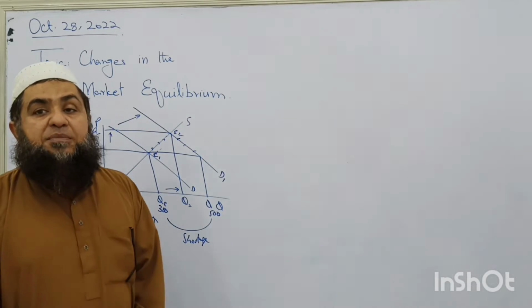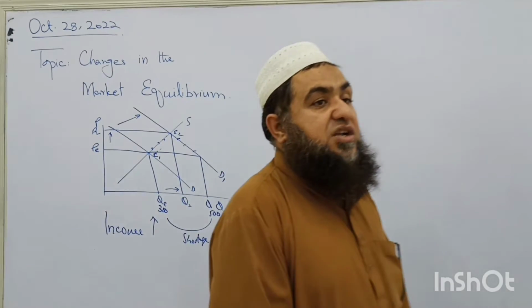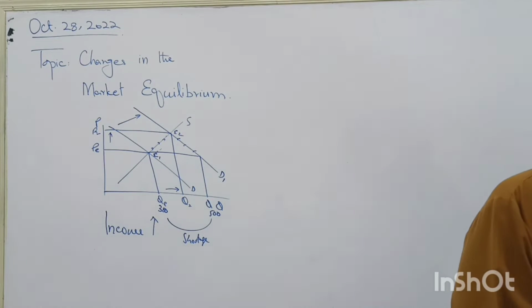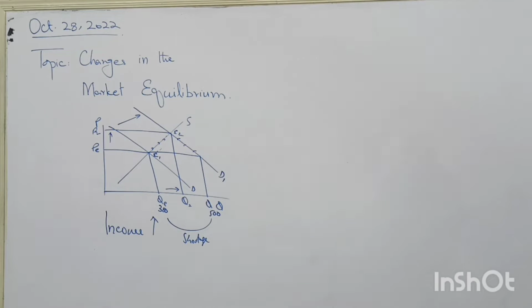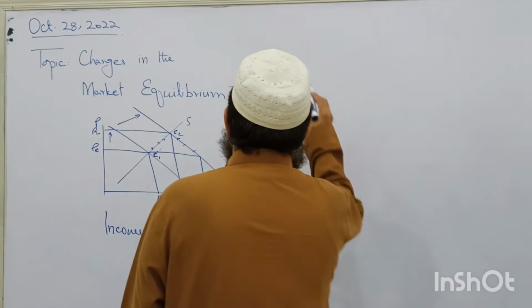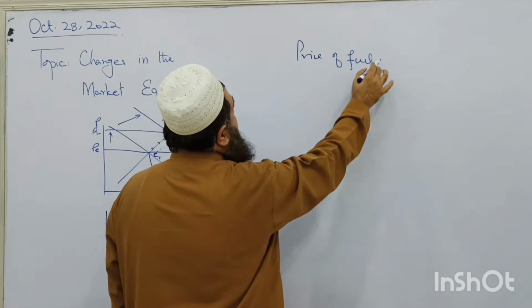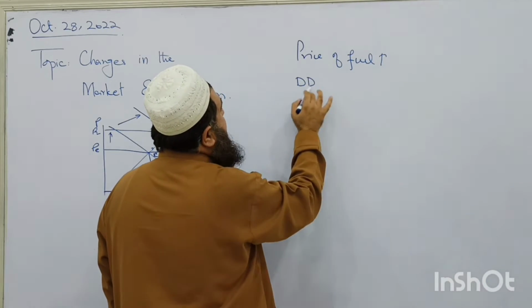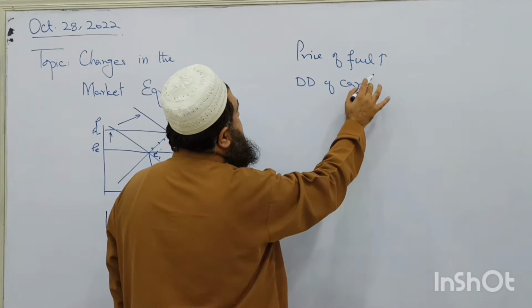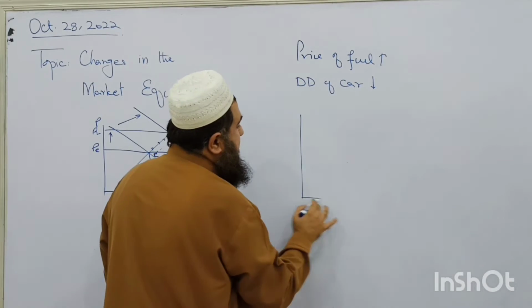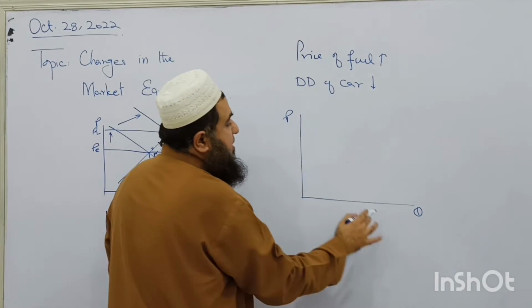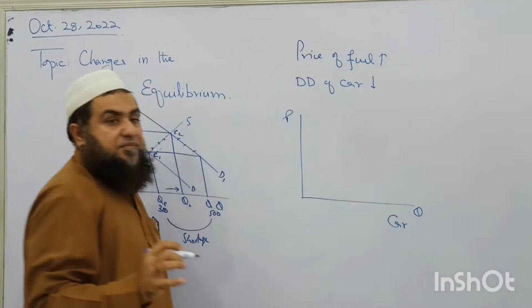And if the goods are complements, they are jointly consumed. So in that case, what happens? In case of complements, if the price of fuel is increasing, the demand for cars will shift downward. Like this. The price of fuel increases, the demand for cars shifts downward. So what is happening? This is the market of cars.